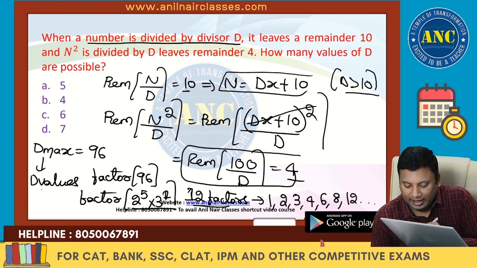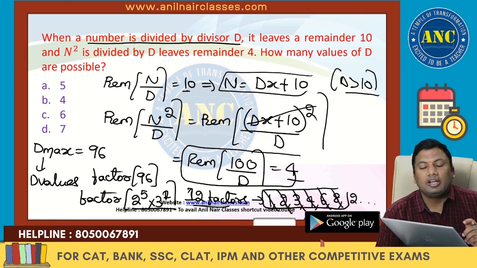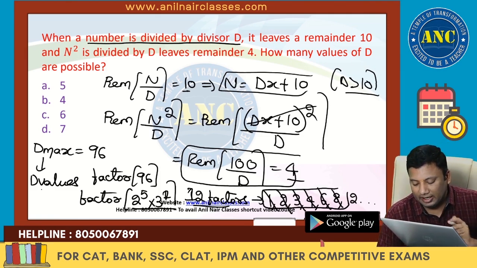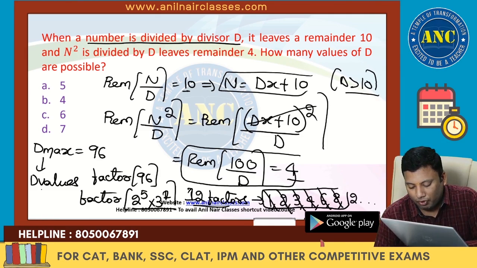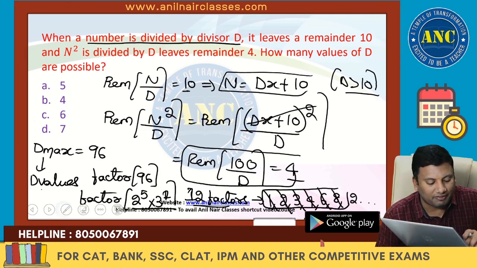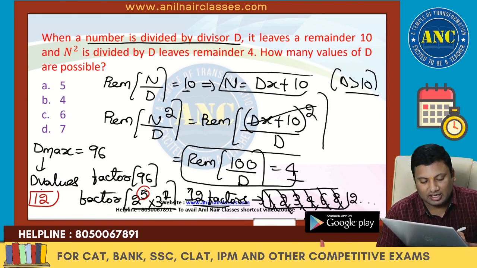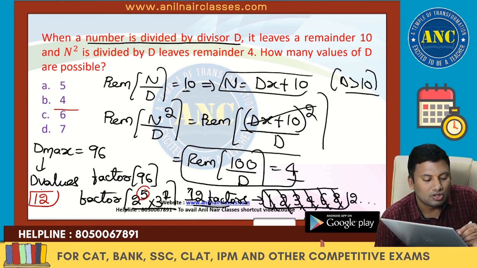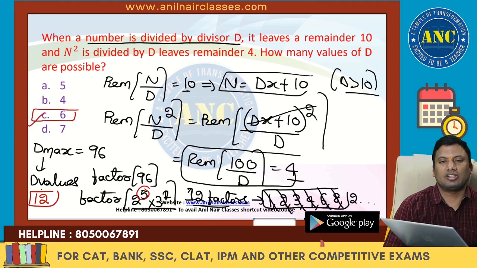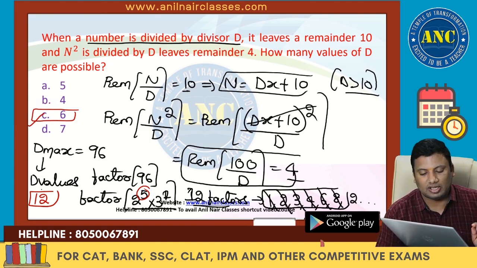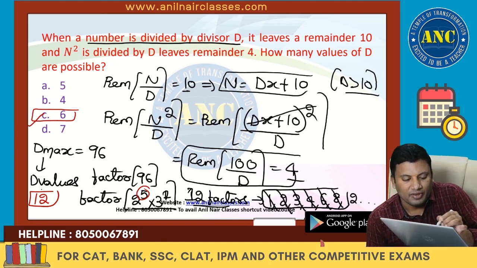D should be greater than 10. So 1, 2, 3, 4, 6 and 8: these cases are not possible. D should definitely be greater than 10. Out of 12 factors, 6 factors are not possible. So how many values can d take? The answer is nothing but 6. I hope the idea is clear.